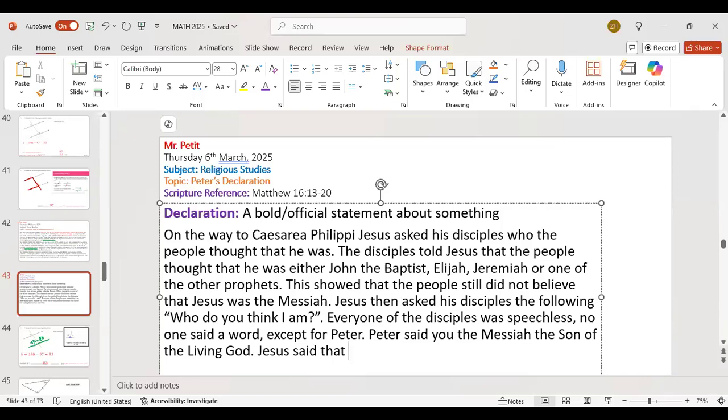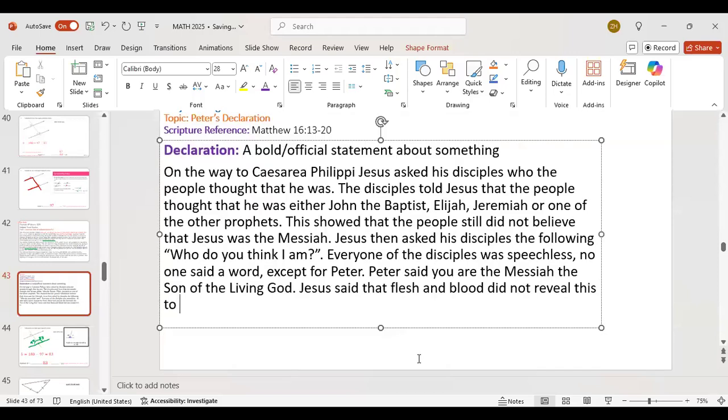I'll make you the rock foundation of my church. Okay, thank you. You are the Messiah, the Son of the living God. How did Jesus respond? Jesus said that flesh and blood did not what? Reveal this to you, true.